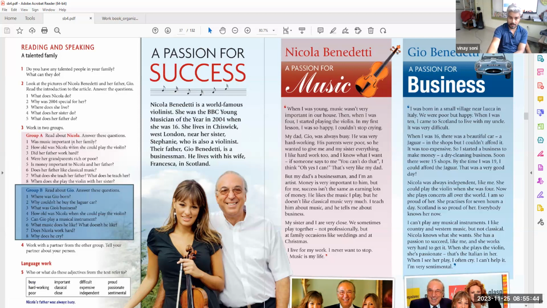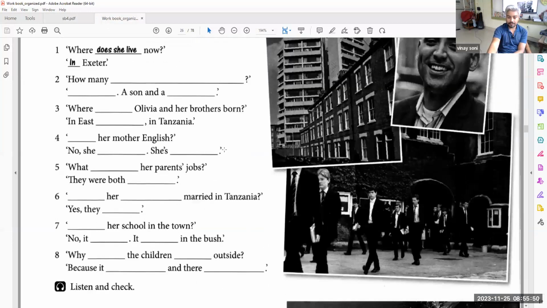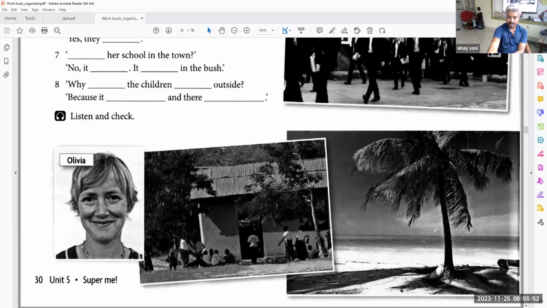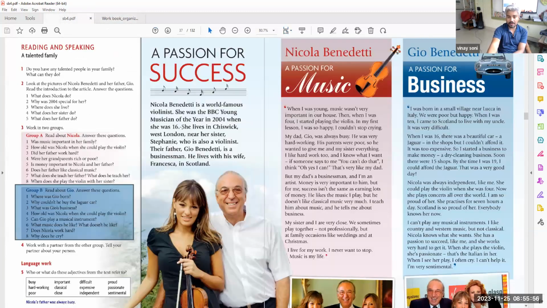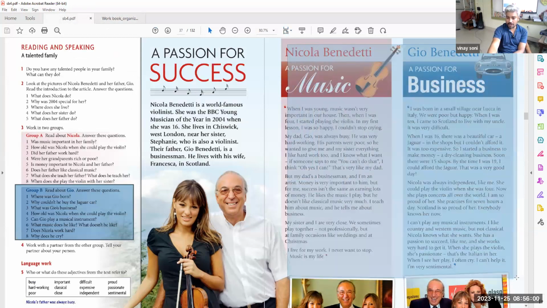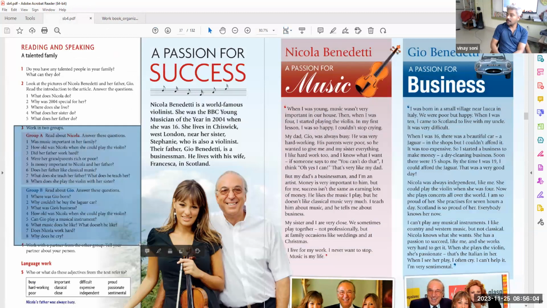Those who did not do the practice book exercises, they have to do that practice book exercise about Pete and Olivia, When I Was a Child, page number 30. That is already your homework. And now you have more homework. You guys are going to read about Nicola and Gio and answer these questions in exercise three. This is also your homework.